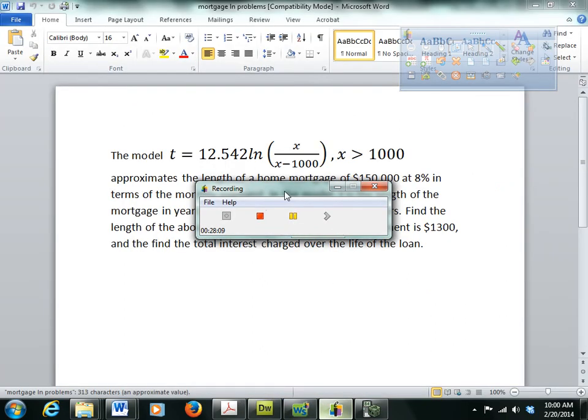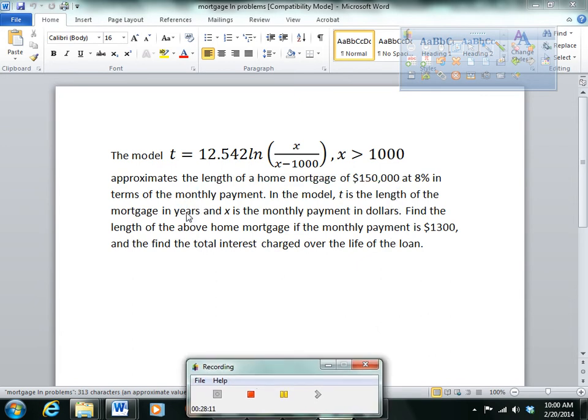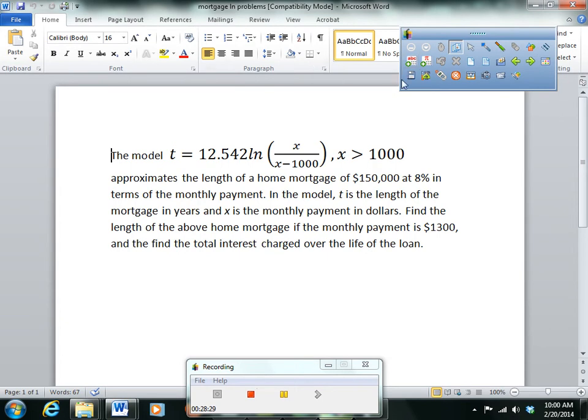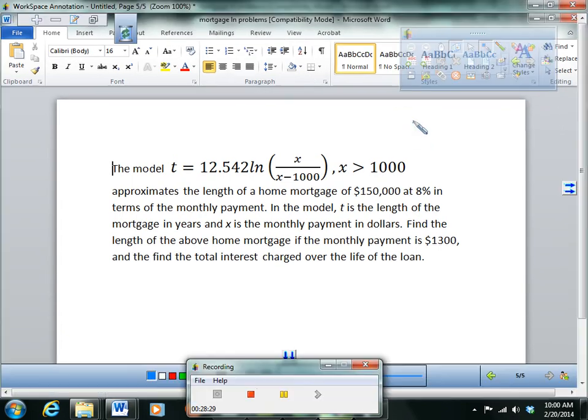28. Sometimes you'll see real life problems that use logarithms. You don't have to write this down, because it's too many words. But the model T, not the Ford or anything like that. Whoa, where'd that go? There. I can write on there. Model T: this model approximates the length of a home mortgage of $150,000 at 8% in terms of the monthly payment. How'd they figure that out? I'm not exactly sure.